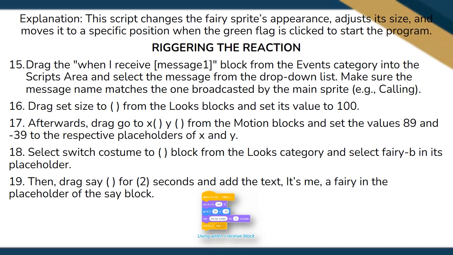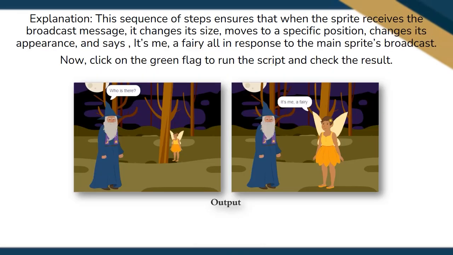18. Select the Switch Costume to block from the Looks category and select Fairy B in its placeholder. 19. Then, drag Say for 2 seconds and add the text, It's me, a fairy, in the placeholder of the Say block. Explanation: this sequence of steps ensures that when the sprite receives the broadcast message, it changes its size, moves to a specific position, changes its appearance, and says, "It's me, a fairy," all in response to the main sprite's broadcast. Now, click on the green flag to run the script and check the result.